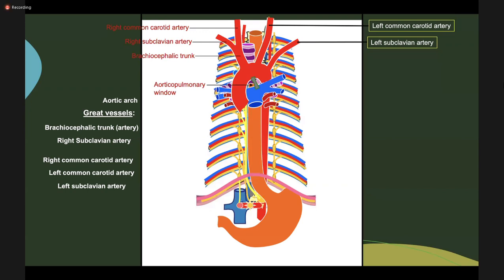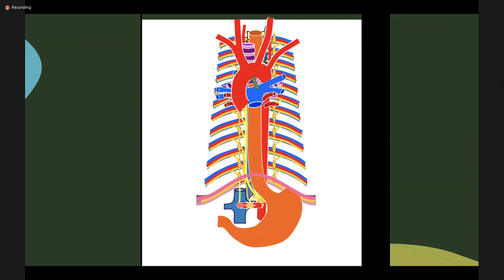Aorticopulmonary window. This is where we have a lymph node. If it is enlarged, it compresses upon the left recurrent laryngeal nerve. And then we have harshness of voice. That I was asking today. And this is my ligamentum arteriosum. If it is patent, we call it patent ductus arteriosus.